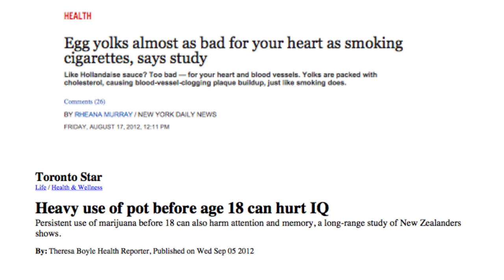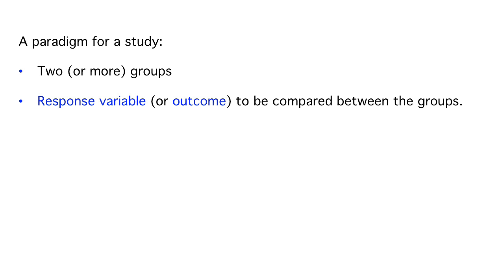If we want to be able to make causal conclusions about one variable causing another, we need to control how the data were collected. Let's start with a general paradigm for our study. For simplicity, we'll assume that we're interested in comparing just two groups, and these two groups are in two different situations. There is a particular variable called the response variable, or outcome, that we're interested in comparing between the groups.